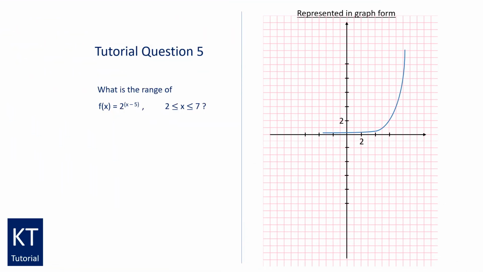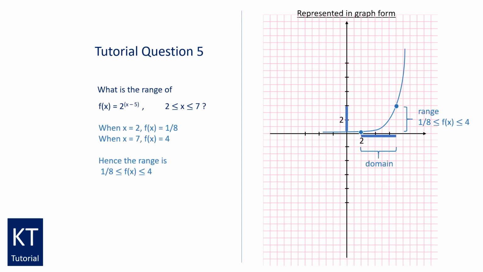Tutorial question 5. What is the range of f(x) being equal to 2 to the power of (x minus 5) for the given domain x being in between 2 and 7? In determining that when x equals 2, f(x) is 1 over 8, and when x equals 7, f(x) is 4, the required range is f(x) being larger or equal to an eighth, but smaller or equal to 4.